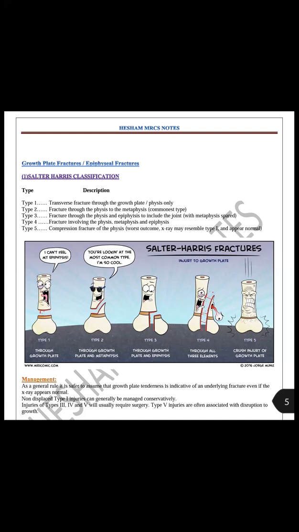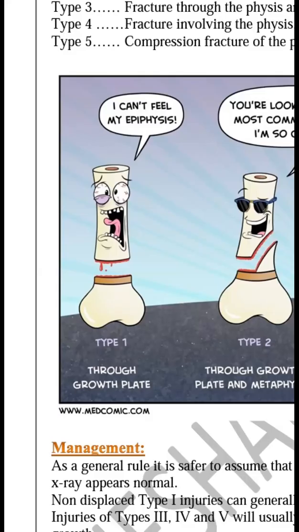Salter-Harris classification of growth plate fracture. This is an important question asked. Salter-Harris classification is five types. Type 1, I will zoom. Type 1, like this. This is a simple growth plate disruption or fracture.